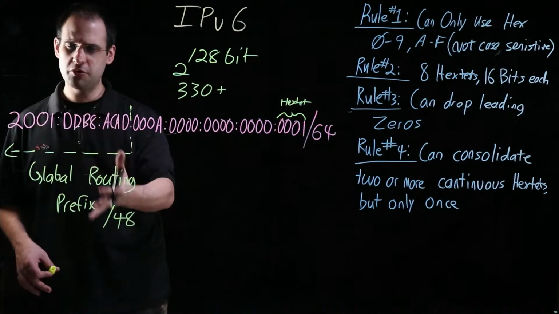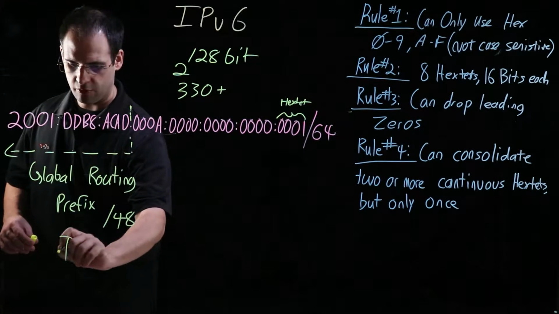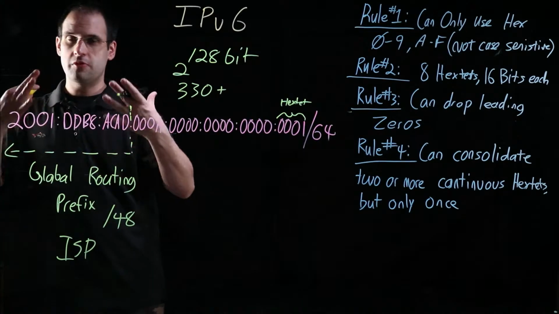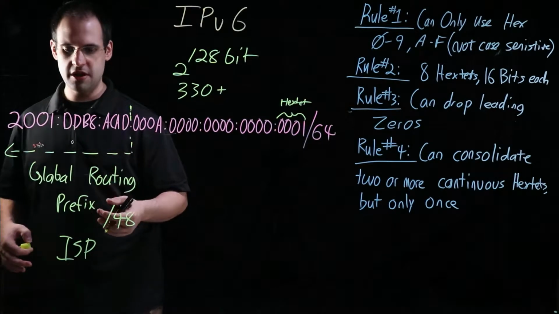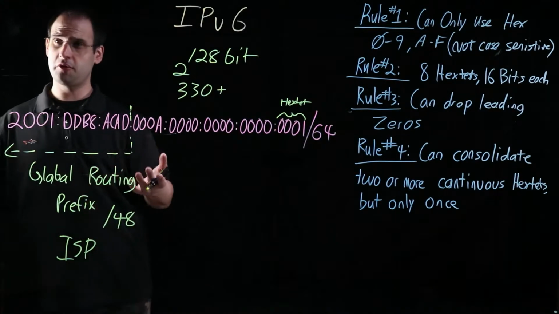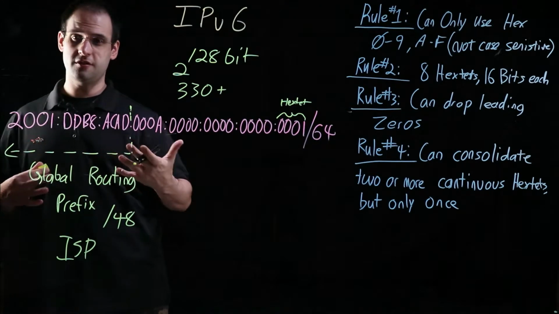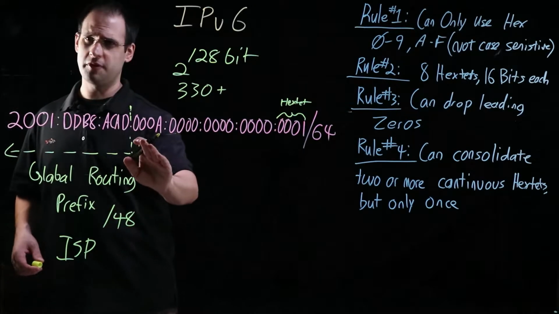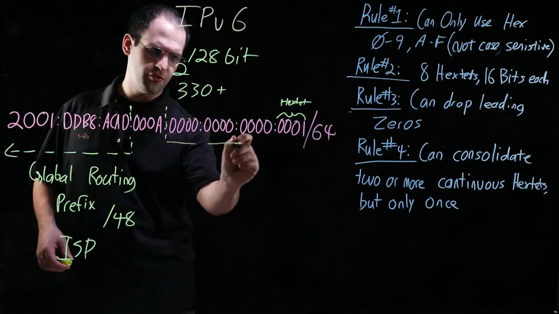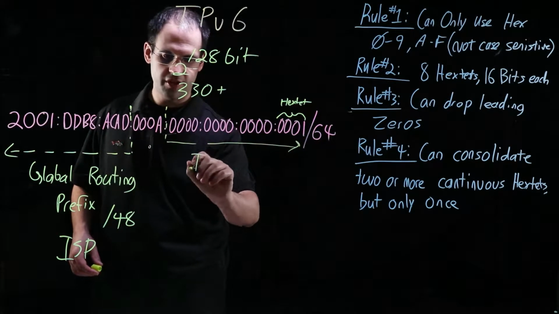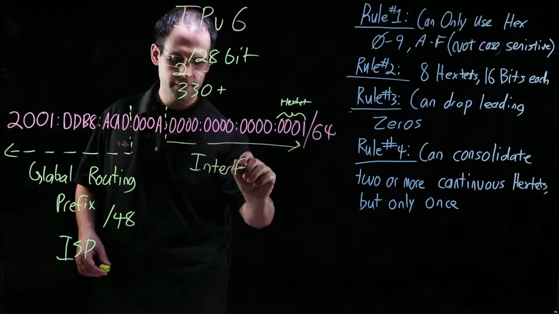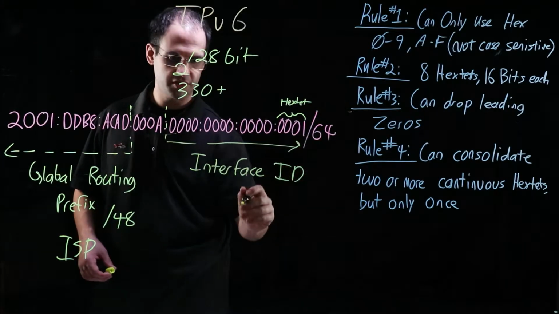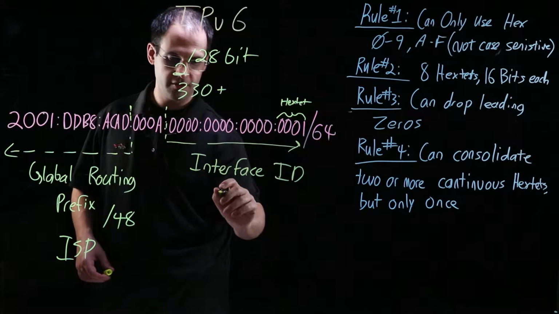Generally speaking, your ISP, your internet service provider, or someone, is going to issue a /48. So right off the bat, typically you're going to be issued a /48. It's not always the case, but this seems to be a common trend right now. I'm going to skip over this one, and we're going to go to this last 64 over here. This is called the interface ID, and the interface ID is a /64, or 64 bits.